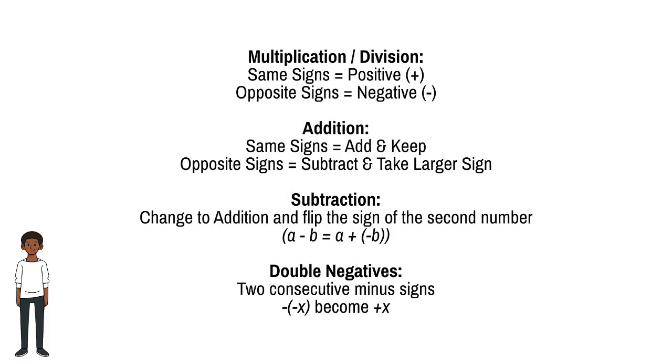So just to wrap up, keep these core rules pinned in your math notes. For multiplication and division, same signs are positive. Different signs are negative. For addition, same signs add and keep. Different signs subtract and take the sign of the larger number. For subtraction, change it to adding the opposite. Memorize these simple rules, practice them consistently, and you will never get tripped up by positive and negative signs again.